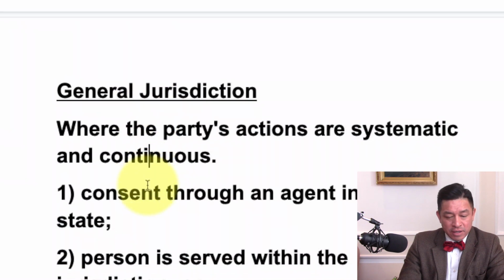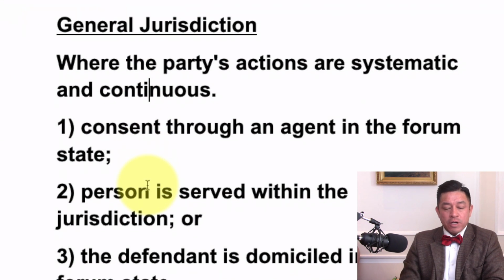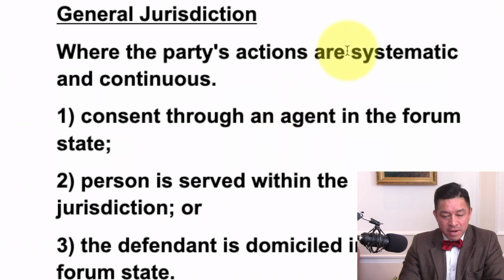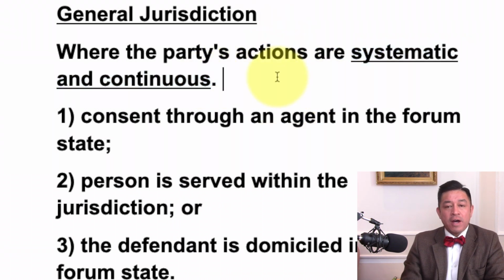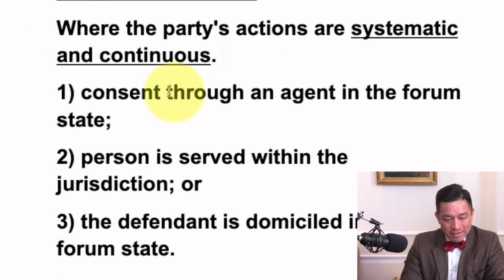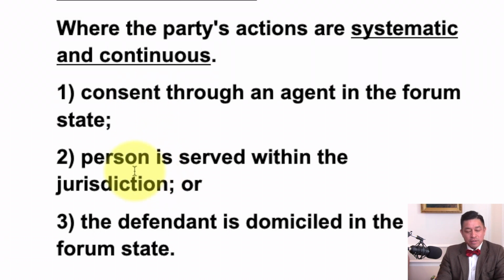Let's get started. So general jurisdiction is also known as traditional basis, traditional jurisdiction. And the key terms here are systematic and continuous. That one gets thrown around a lot. How do you analyze that? You run through this discussion. Consent, was the person served within the jurisdiction, or is the defendant domiciled within the forum state. That's how you analyze systematic and continuous and general jurisdiction.